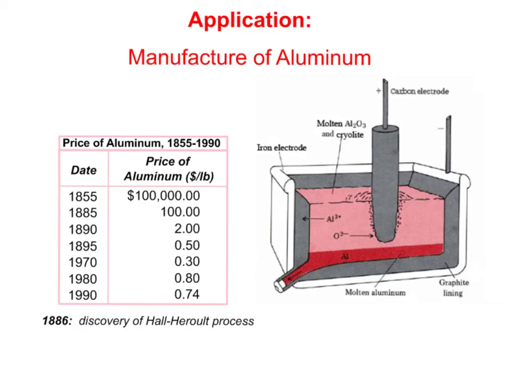Now, something really exciting: in 1886, the process of electrolysis was found to be able to manufacture aluminum. This was really exciting to people. One interesting little table here shows how the price of aluminum dropped dramatically when it was found that through electrolysis, aluminum could be manufactured.